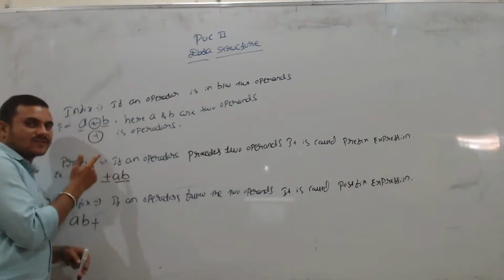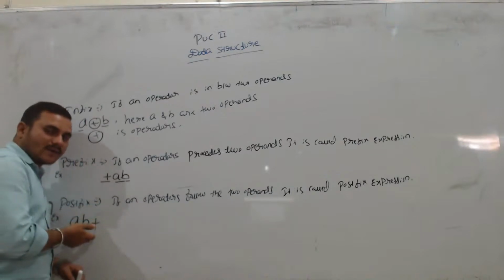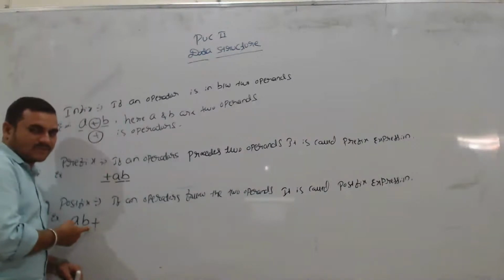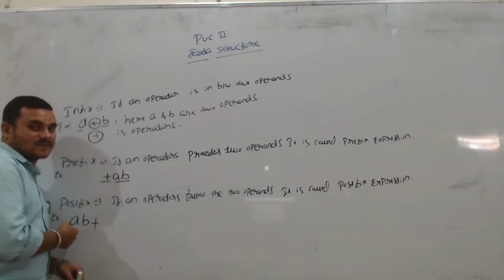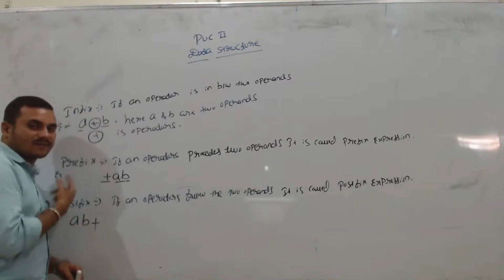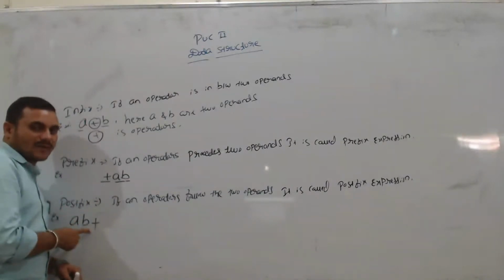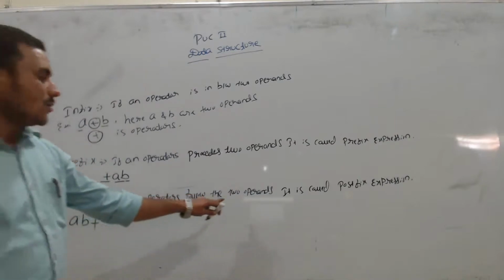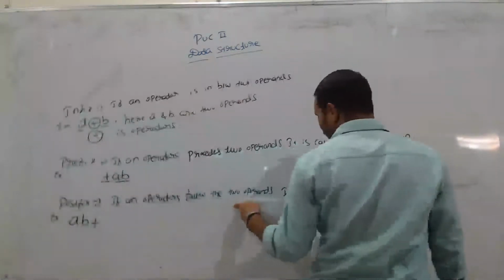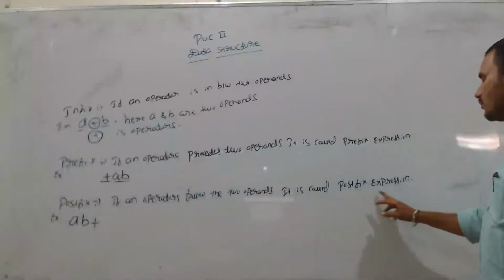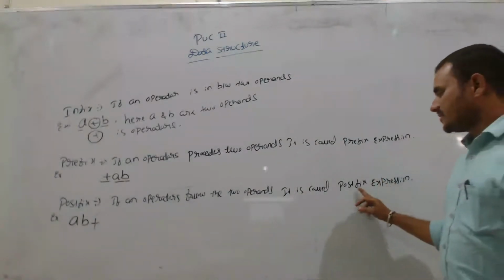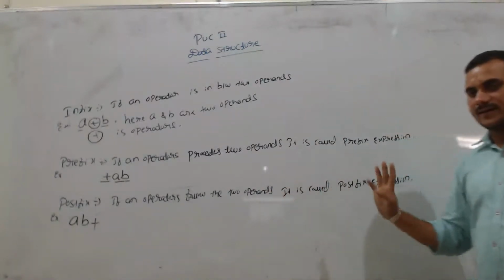So same thing, postfix. First we will define the operands, that is A and B. These two are the operands. After that we will define the operators. Clear? Fine. So if an operator follows the two operands, it is called a postfix expression. You can get to know postfix expressions in the next period.